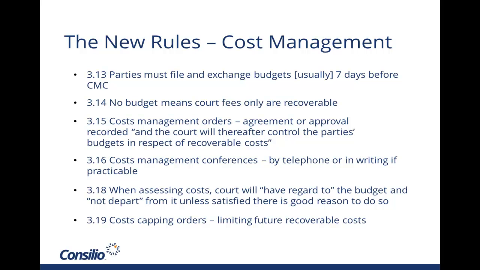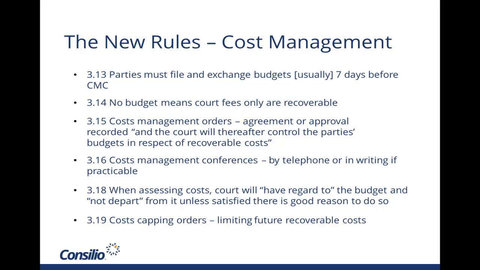A cost management order will be made in such cases, which the parties can preempt by deciding what their budgets are, and the court will therefore simply record that. But thereafter, the court controls budgets, and this I should stress is in relation to costs recoverable between successful parties from losing parties. There's provision for cost management conferences, so conferences devoted to the subject of controlling costs. And they may be by telephone, for example.